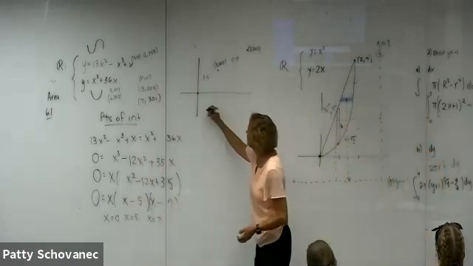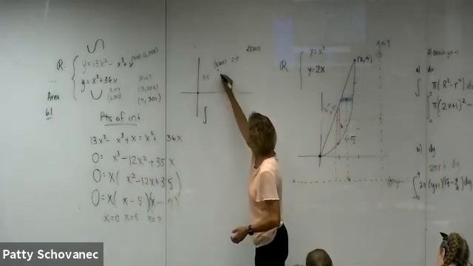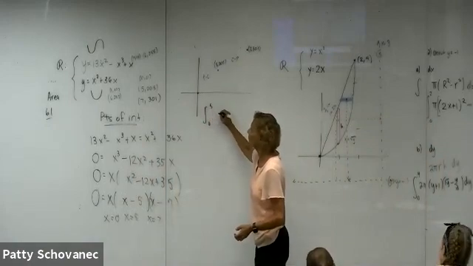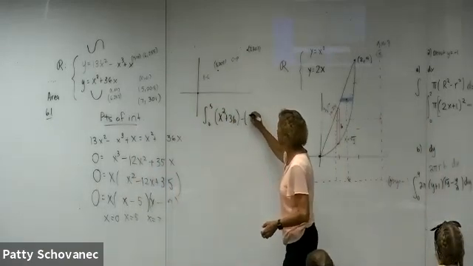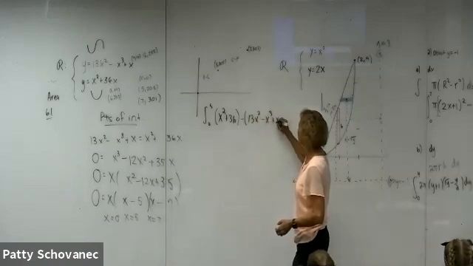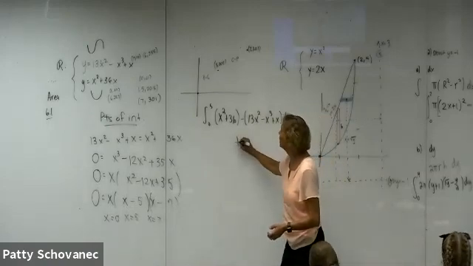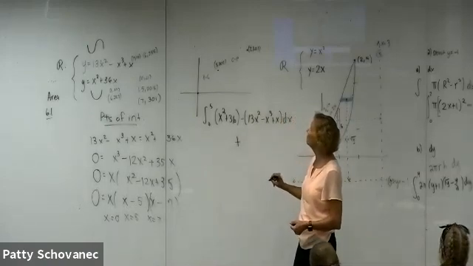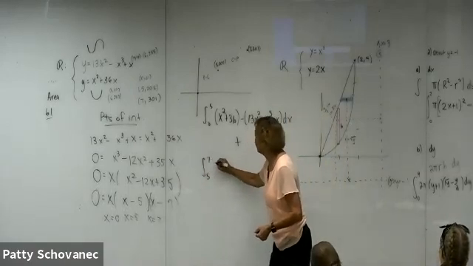So here I'm gonna integrate for this first region, I'm gonna integrate from 0 to 5, parabola first, minus the cubic function. Then I'm going to add to it the other region. I'm going to go from 5 to 7. And then I'm going to reverse the order.